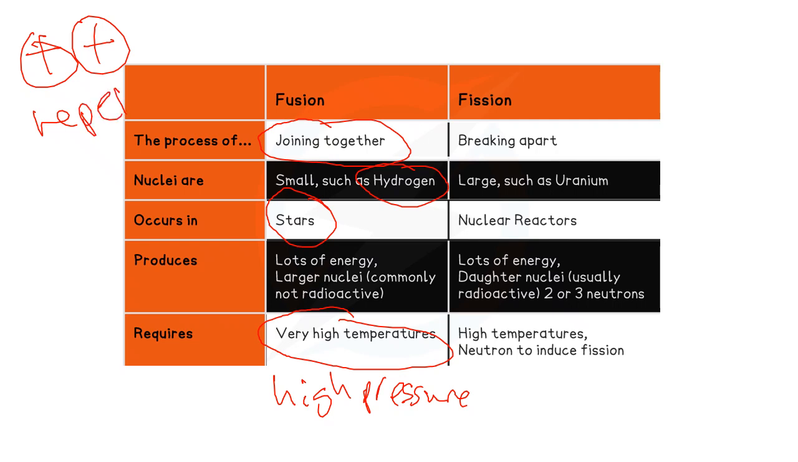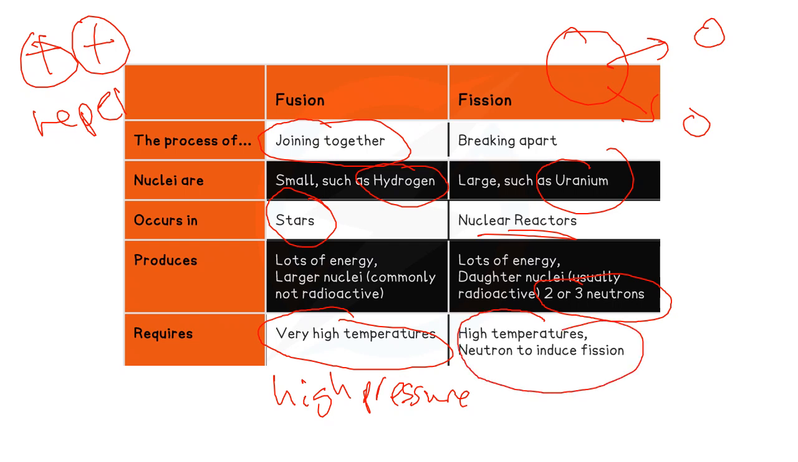Fission is when you have a large nucleus and it splits into smaller nuclei, such as uranium in nuclear reactors. It also produces lots of energy. It produces daughter nuclei, and it also releases 2 or 3 neutrons. But you also need high temperatures and neutrons to induce fission.